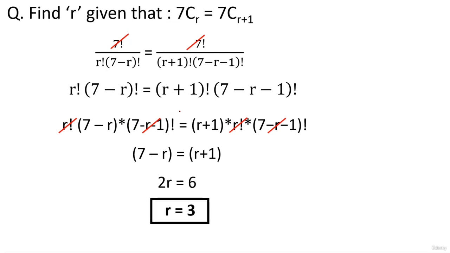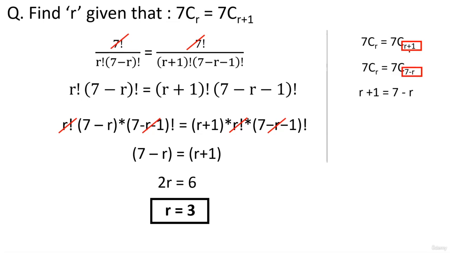Okay, but this question can be solved very, very easily by understanding the relation between the binomial coefficients that we saw some time back. Okay, so it is given that 7Cr is 7C(r plus 1), but we also know that 7Cr will be same as 7C(n minus r), right? Because nCr we know is same as nC(n minus r), right? So you can basically equate these two, right? Okay, so r plus 1 is 7 minus r, 2r is 6, r is 3. Super, right? Shortcut.